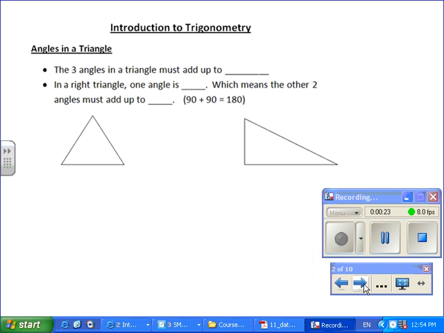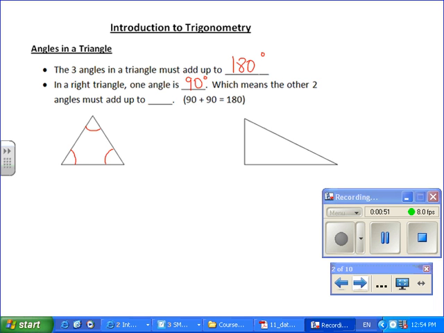This right here is angles in a triangle. We're going to start off with a general rule that is always true of a triangle, and that is that the three angles have to equal 180 degrees. This is always true of a triangle. So the sum of the three angles is 180 degrees. And in a right triangle, one of those angles is 90 degrees.